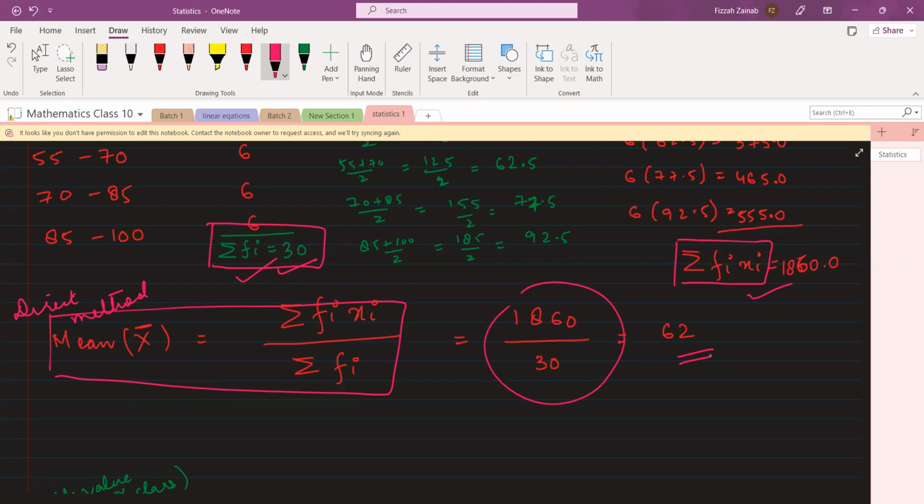Okay. Now let us solve the same question by another method, which is called the assumed mean method, right? Just 1 minute. Let me open my book.